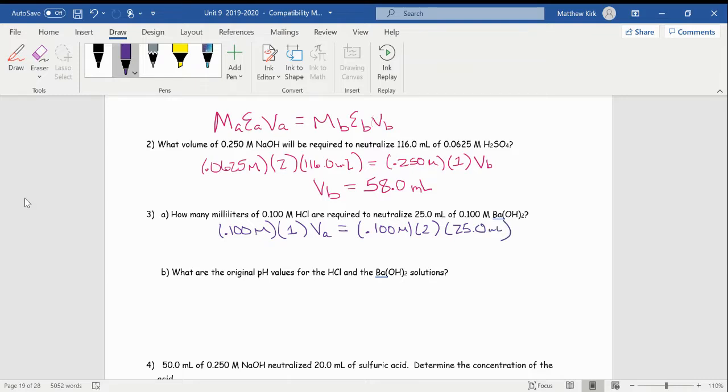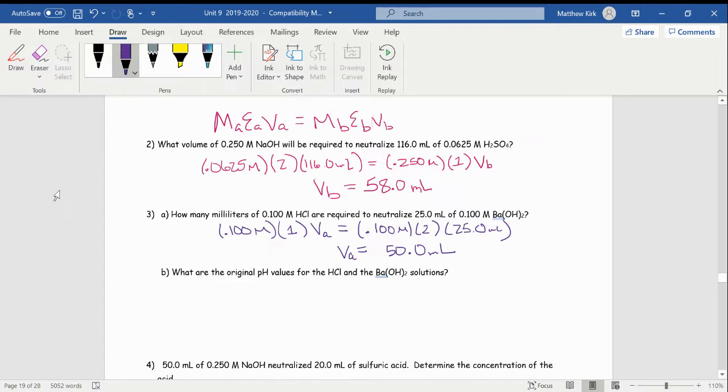Yep. So multiply everything on the base side. So 0.1 times 2 times 25. Then divide that by 0.1. And for our volume of the acid, we should have 50.0 milliliters.